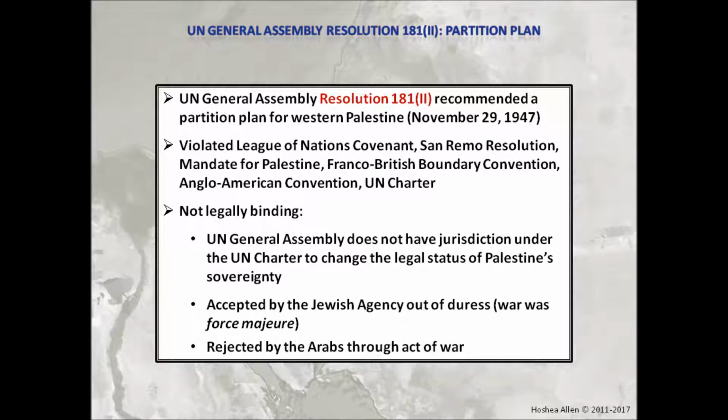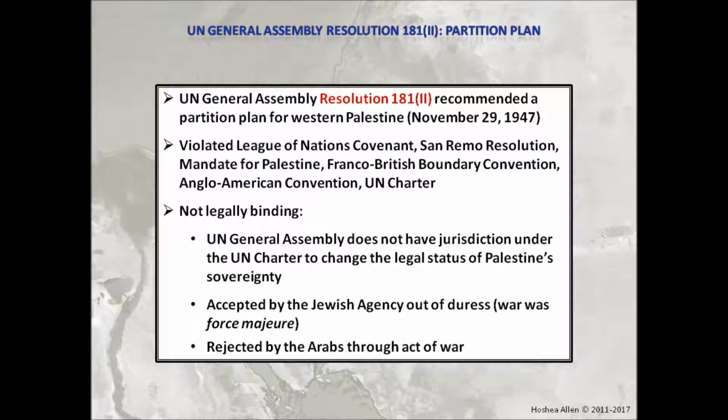However, the General Assembly did not then and does not now have jurisdiction under the United Nations Charter to change the legal status of Palestine. Why not? Because such an action would violate international law. It would violate, for example, the League of Nations Covenant, the San Remo Resolution, the Mandate for Palestine, the Franco-British Boundary Convention, the Anglo-American Convention, and the UN Charter itself.